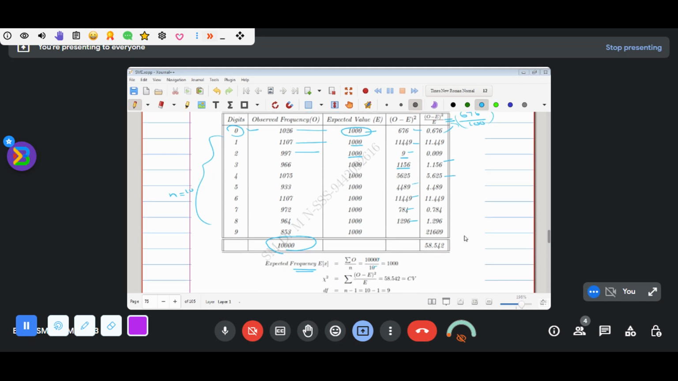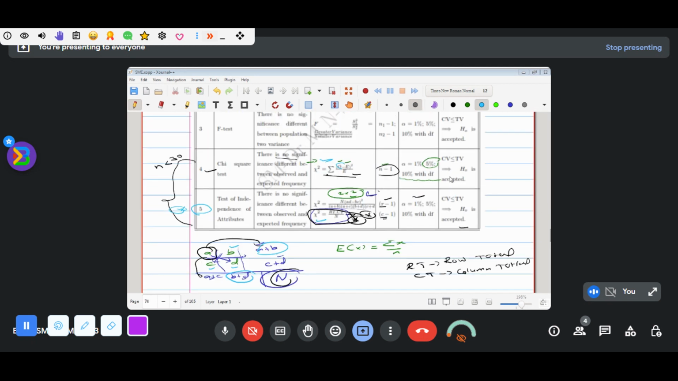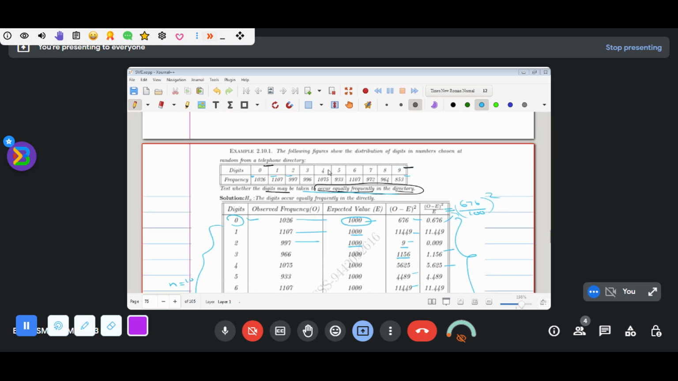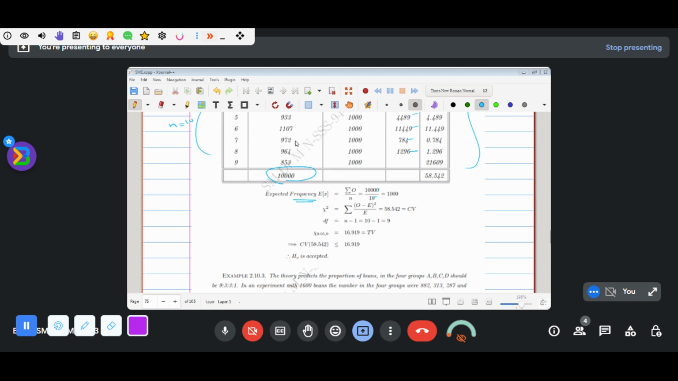Now we want to add the 10 values, the corresponding 10 values. Then what is the summation of this result? That result is 58542. This summation result, using the formula for the chi-square test, is called the calculated value.